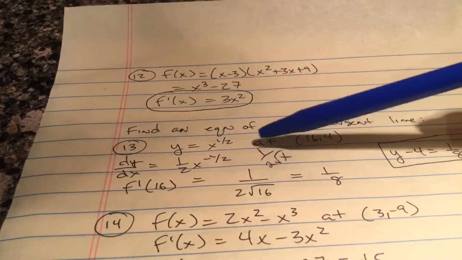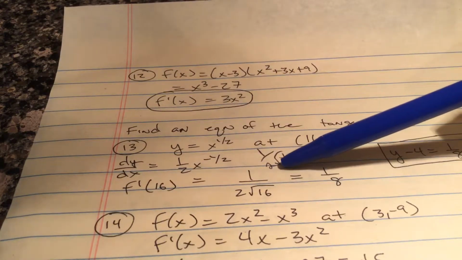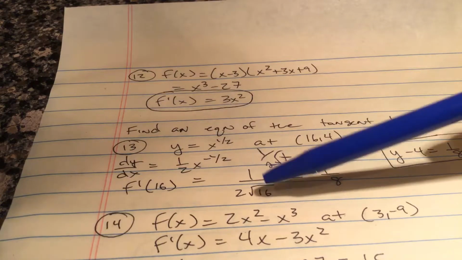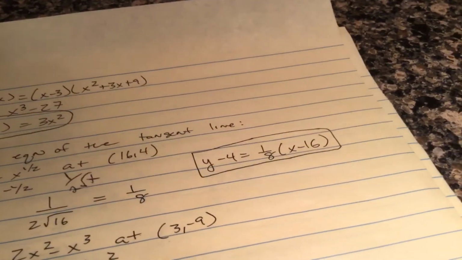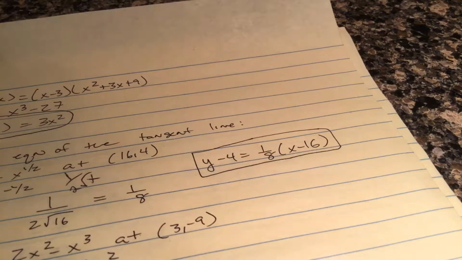You really need to write it like this, 1 over 2 times the square root of x, and you plug 16 in for x. Square root of 16 times 2 is 8. That is the slope. So it's y minus y1 equals the slope times x minus x1.